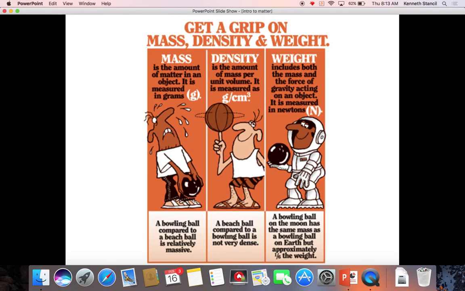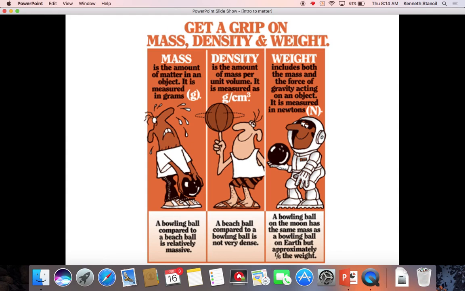Get a grip on mass, density, and weight. Some little cartoon characters. Mass is the amount of matter in an object. It is measured in grams. A bowling ball compared to a beach ball is relatively massive. Density is the amount of mass per unit volume. It is measured in grams per centimeters cubed. A beach ball compared to a bowling ball is not very dense.